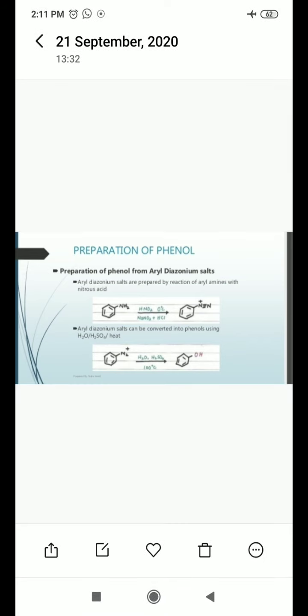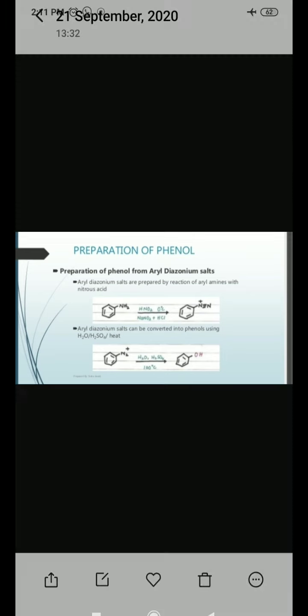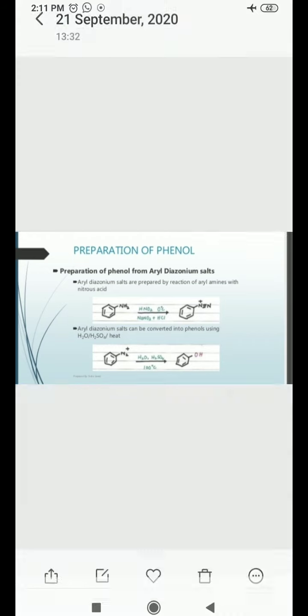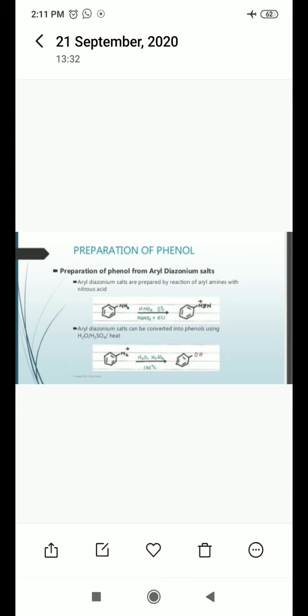Aryl amines, where aryl means aromatic amine: benzene is an aromatic compound, and the amine, that is NH2, is attached to that benzene ring. This is aniline. NH2 attached to benzene is nothing but aniline. So the starting material here is aniline, reacting in the presence of HNO2 at 0 degrees Celsius, with a nitrating mixture, that is NaNO2 plus HCl.